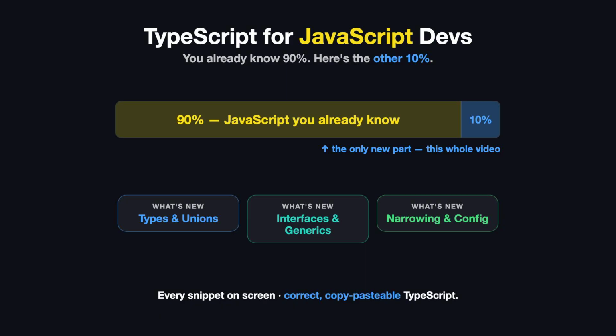Type annotations, unions, interfaces, generics, narrowing, a config file, and how to migrate a real file you already have. Learn just this 10% and you can read, write, and ship TypeScript today. Every snippet is on screen, and it's all correct, copy-pasteable code.